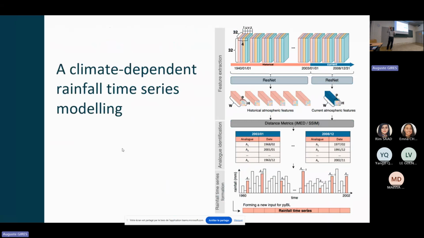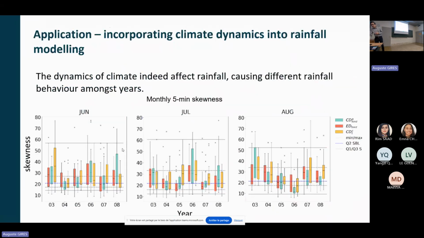So it could be from 5 years ago, and actually from August, that is more similar to current July. So we can consider that, and use it to help us model rainfall. The traditional way will assume all the June, all the July and all the August, here from 2003 to 2008. Here, I just want to show that if we consider climate dynamics, their property actually changes with time.